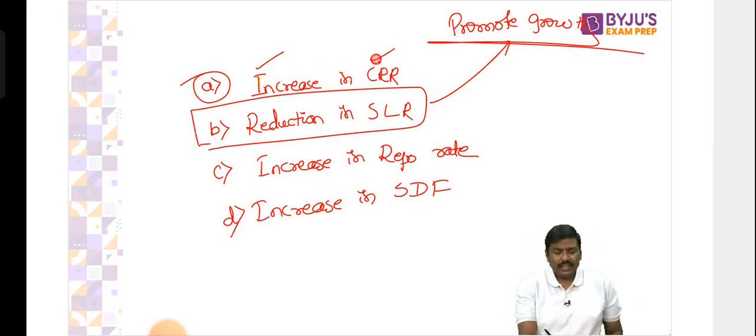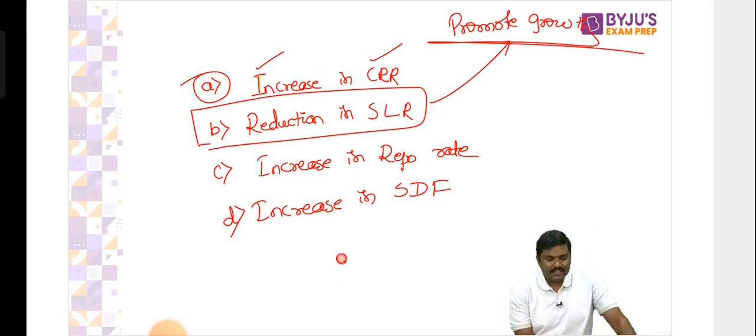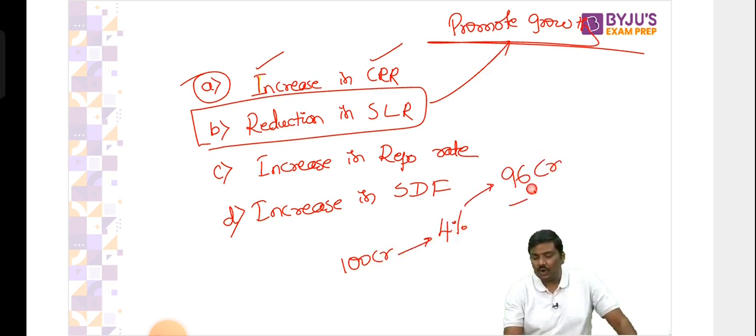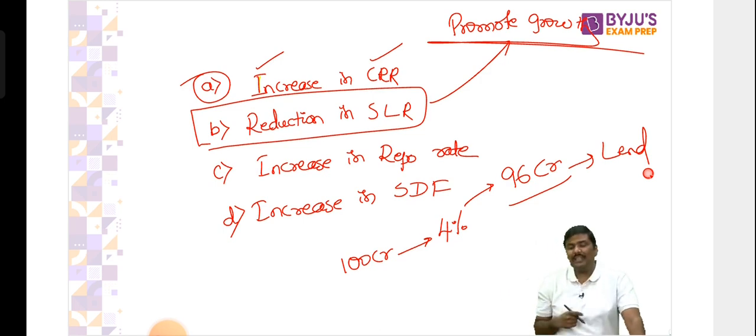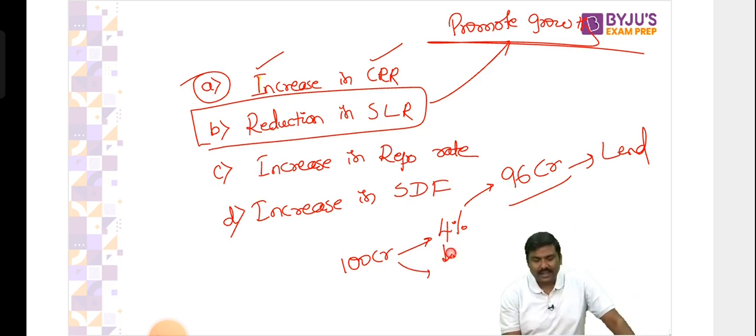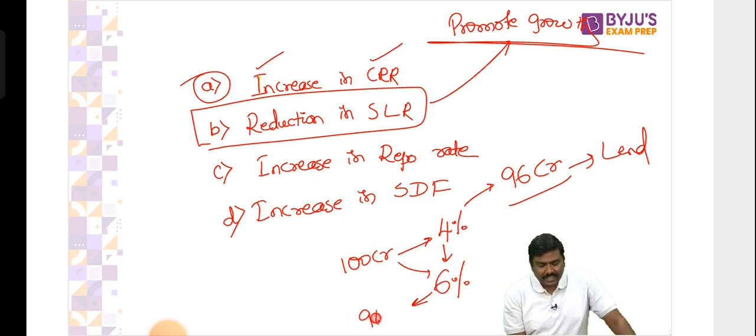Sir, understand this. If you increase CRR, we have already discussed this, by the way. You have, let's say, 100 crore rupee deposit, and let's say 4% is the CRR rate now, which means you have 96 crore rupees to lend. Any doubt here? Let me know. Now, if RBI increases this from 4% to 6%, you will have 94 crore rupees to lend.